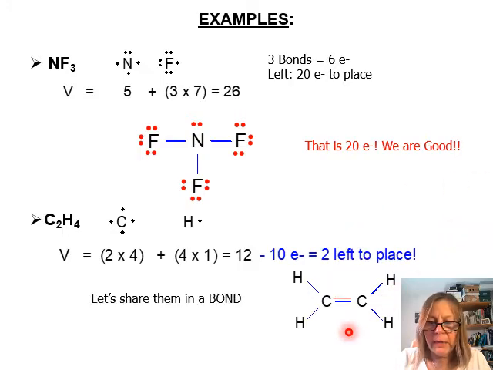In order to meet the octet rule for both carbons, we place the electrons in a covalent bond between the 2 carbons. So each carbon now meets the octet rule, 2, 4, 6, 8 electrons. So we're good.